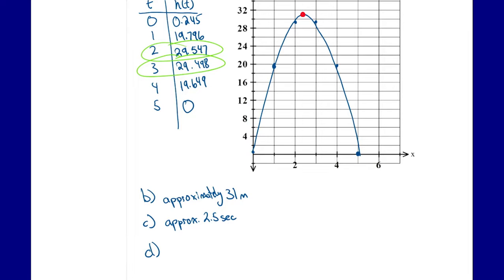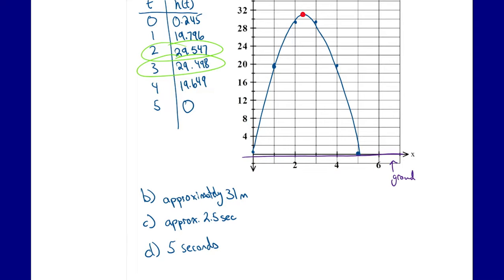D is asking for how many seconds the rocket was in the air. Well, we can see where it hits the ground, which is over here. So we can see that this x-axis is the ground. So that means it got launched at 0, landed at 5. So the total flight time was 5 seconds.